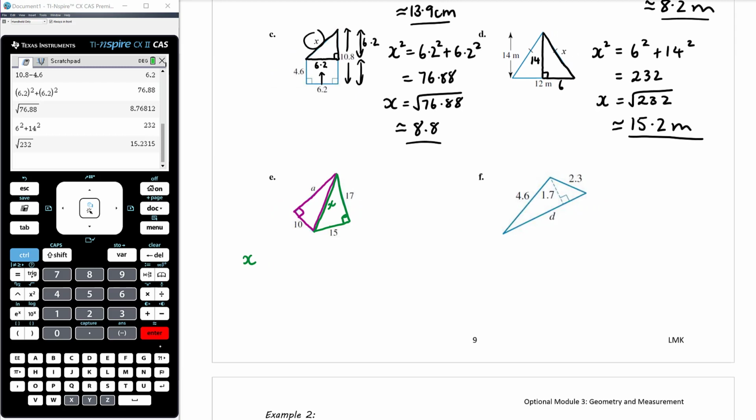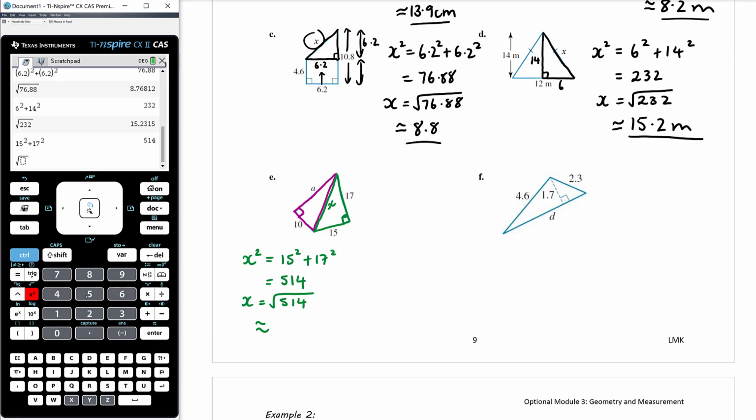So in the green triangle, x squared, so hypotenuse squared, equals 15 squared plus 17 squared. Just going to get my CAS to work out what 15 squared plus 17 squared is. So it's 514. And so x is the square root of 514. Control enter to get a decimal. That is 22.7. Now that's not the final answer. That's just an answer we need in our subsequent calculations.